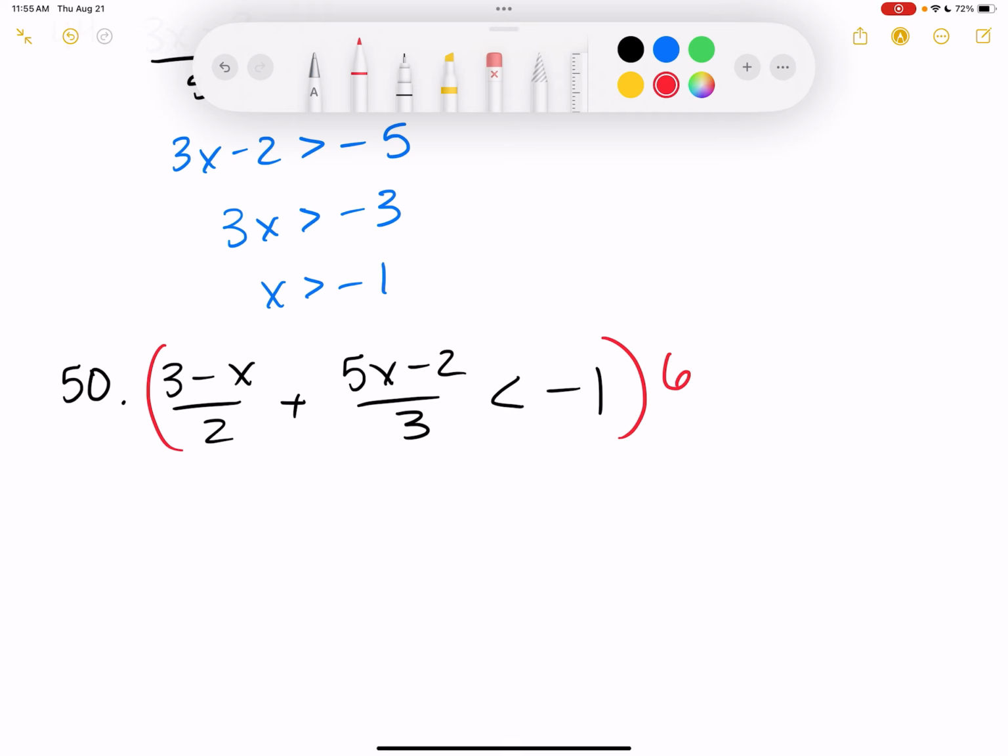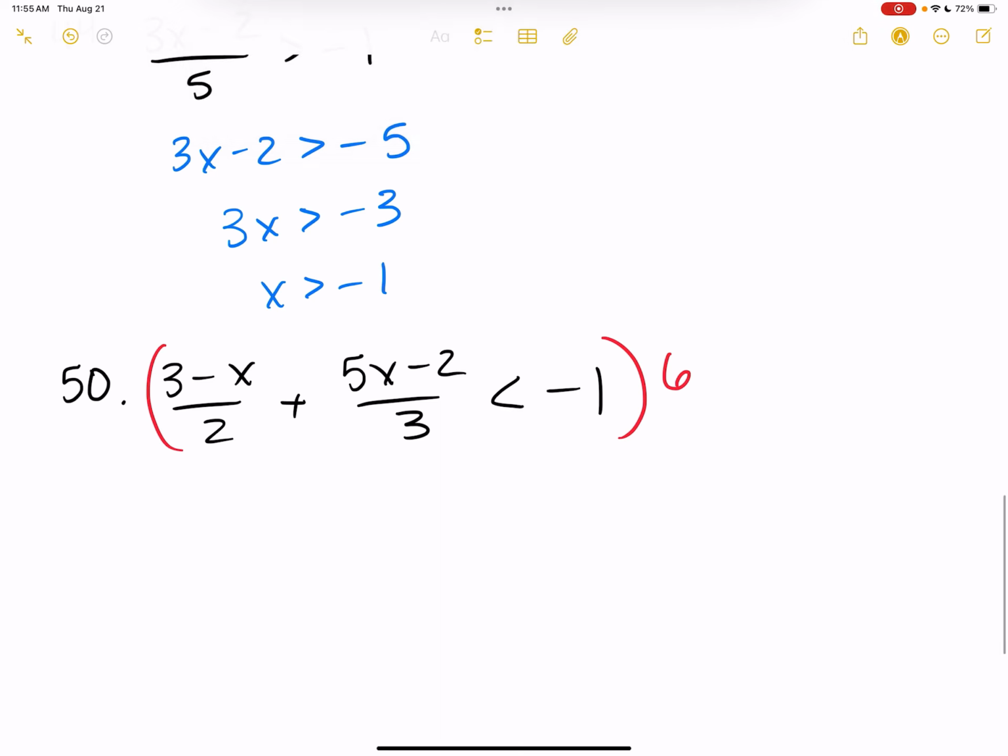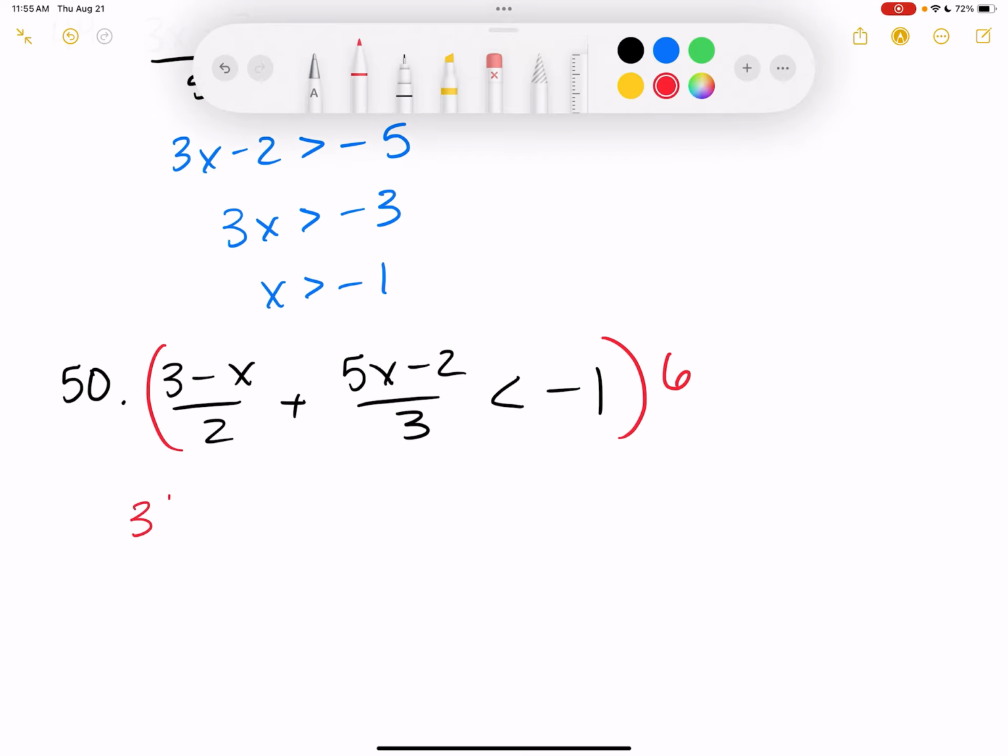When I do that, 2 goes into 6 3 times, so we have 3 times 3 minus x. If you want to go ahead and distribute that through as you go, you're more than welcome to do that. Plus 3 goes into 6 2 times, so 2 times 5x minus 2. And then make sure you don't forget that you've got to multiply what it's less than as well, so negative 6.